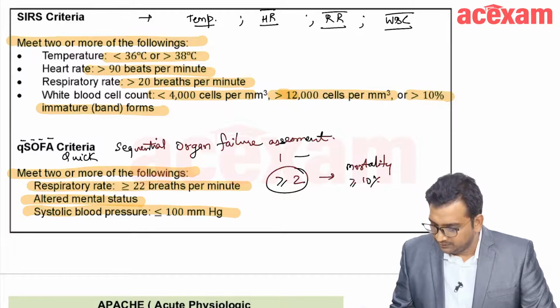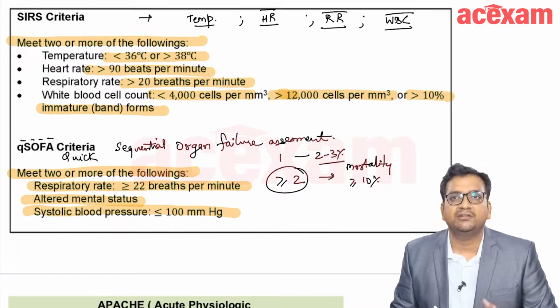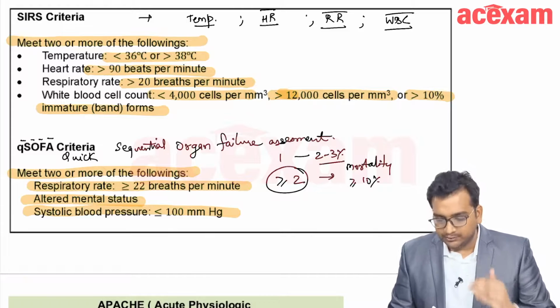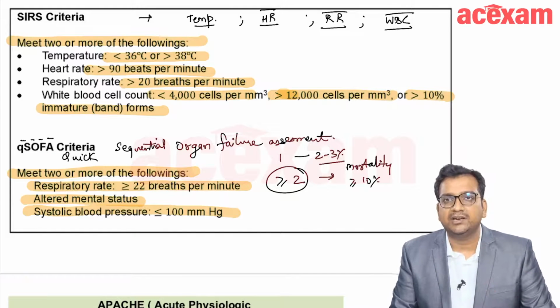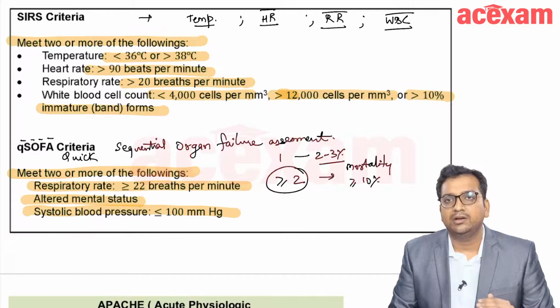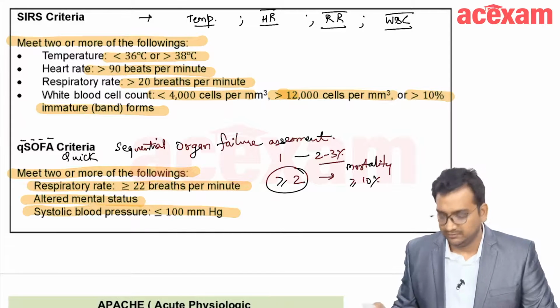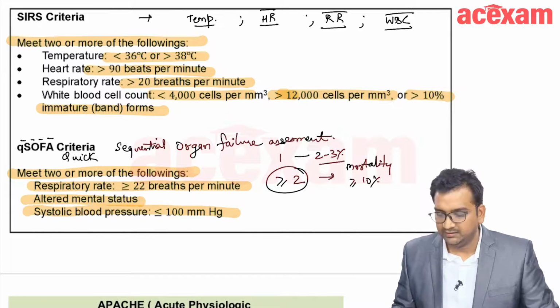If the score is 1, then the mortality is 2 to 3%, and if the score is 0, then there is 0 mortality. So this way we can assess whether the patient is having serious illness or not, and what is the estimated mortality. So on the basis of that, we will be able to prognosticate. qSOFA criteria. SOFA stands for Sequential Organ Failure Assessment, and the criteria include respiratory rate more than 22, systolic BP less than 100, and altered mental status. Okay. Now there is another very important criteria, that is the APACHE criteria.